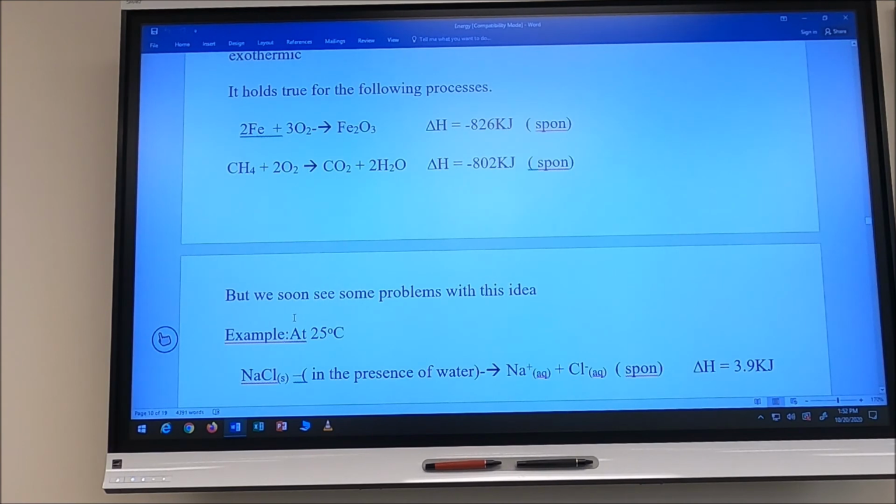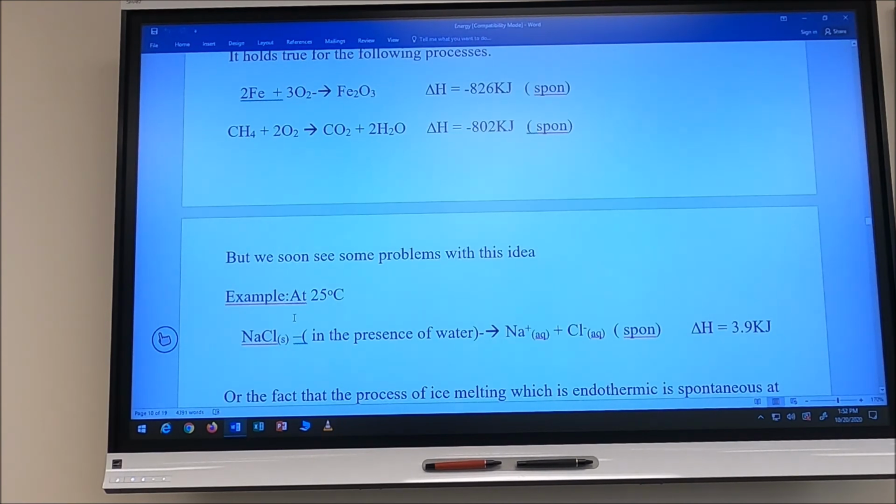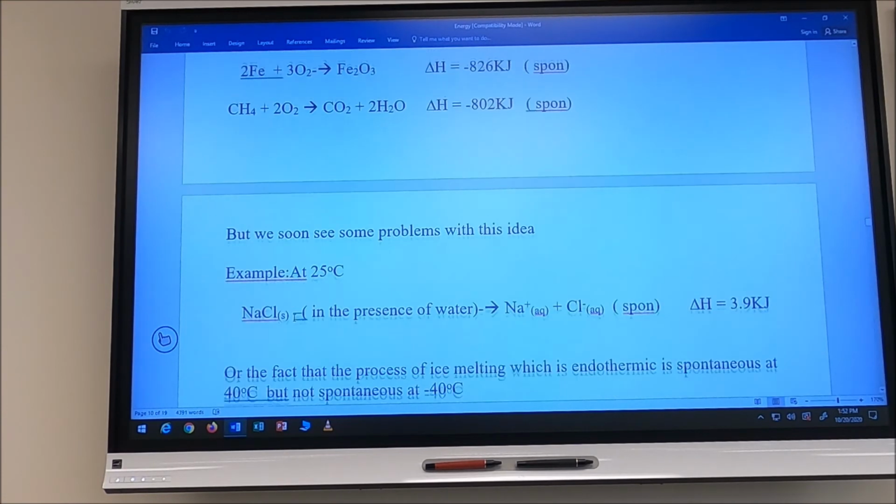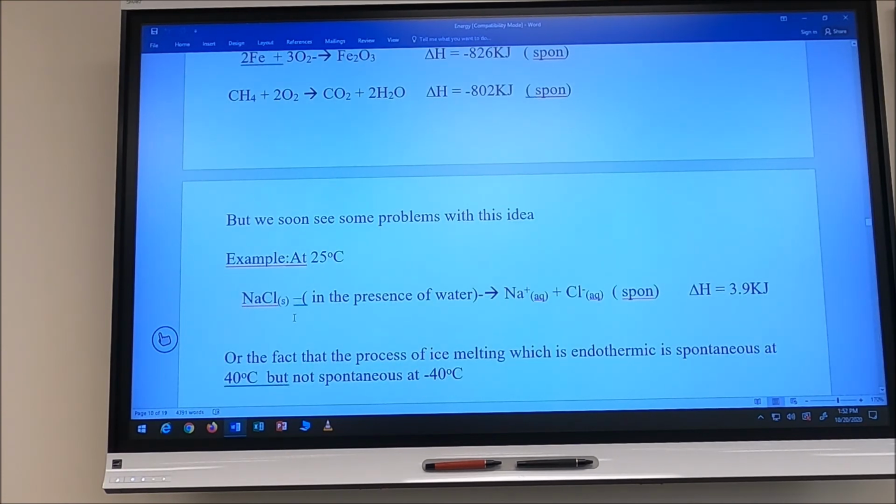But at 25 degrees, sodium chloride in the presence of water dissolves to give us sodium ions and chloride ions. It's a spontaneous process. Try it at home, you've got table salt in your cabinet. Delta H for that is 3.9 kilojoules, and it's positive. So it's an endothermic process, and it's spontaneous. Same thing for melting an ice cube. At 40 degrees C, an ice cube melts spontaneously, and it's an endothermic process. But at minus 40 degrees C, it doesn't.